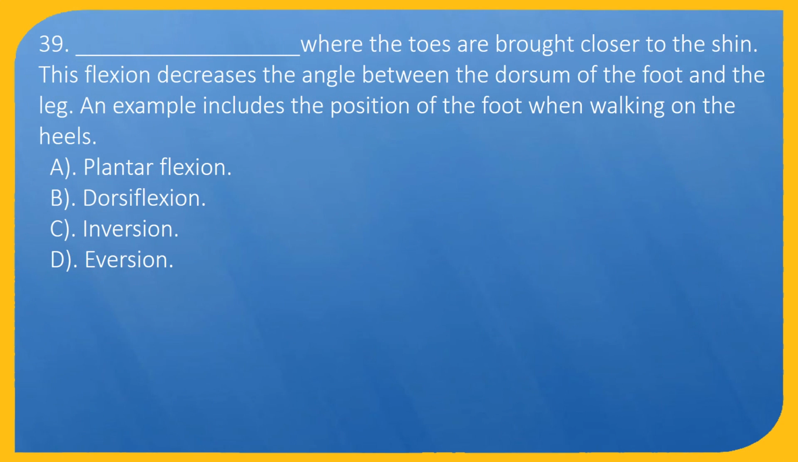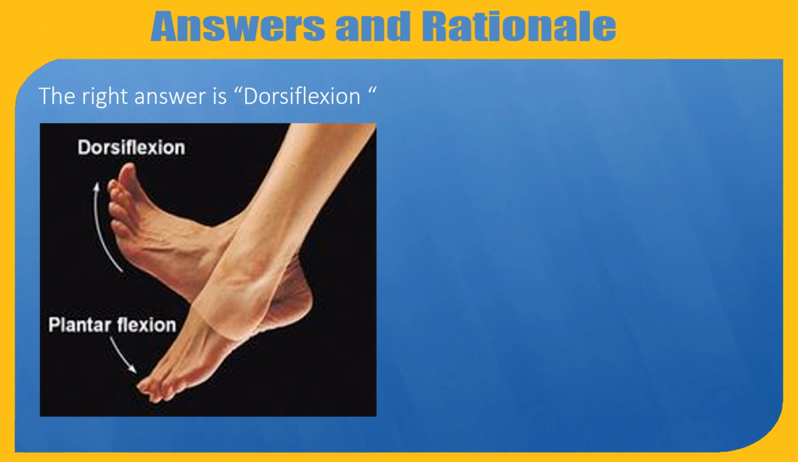Question 39, where the toes are brought closer to the shin. This flexion decreases the angle between the dorsum of the foot and the leg. An example includes the position of the foot when walking on the heels. A. Plantar flexion. B. Dorsiflexion. C. Inversion. D. Haversian. The right answer is dorsiflexion.